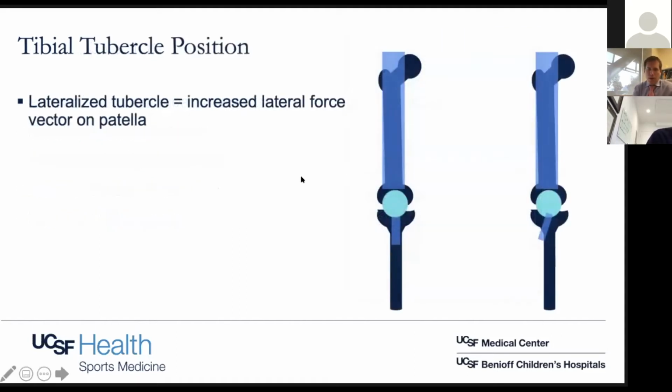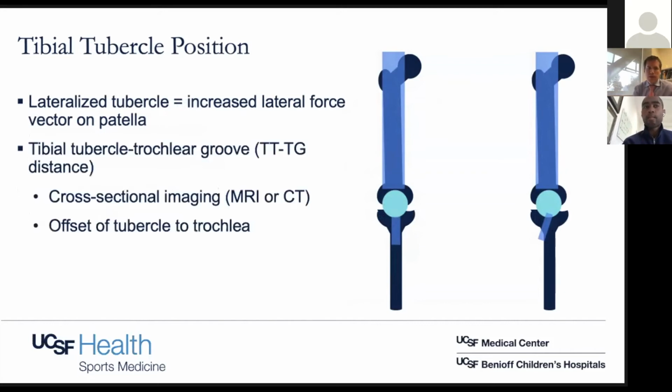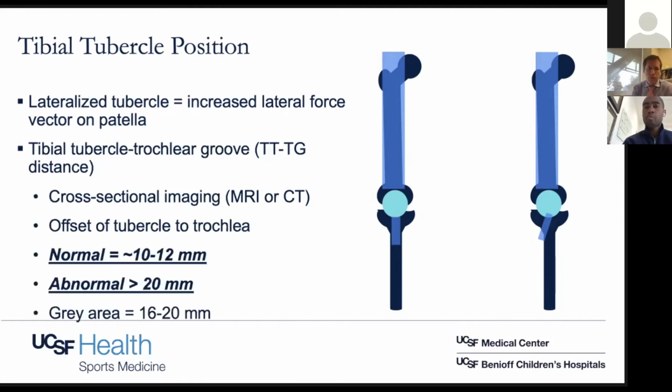And then more commonly, what we'll see is that you'll have a lateralized tubercle. So that tubercle position, just the insertion of the patellar tendon, will increase the lateral force vector on the patella. And then this is what we look at with the TTTG, the tibial tubercle trochlear groove measurement. And that's been validated on MRI or CT, any cross-sectional measurement. And you're just looking at that offset of the tubercle relative to the trochlea. So how far lateral is the tubercle?